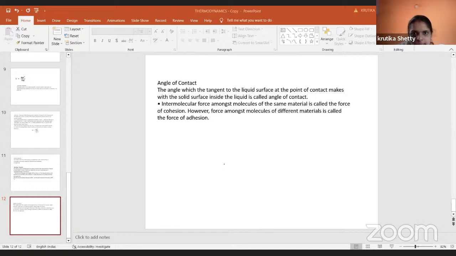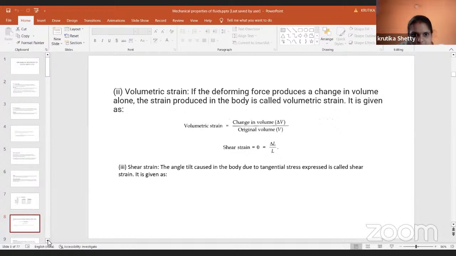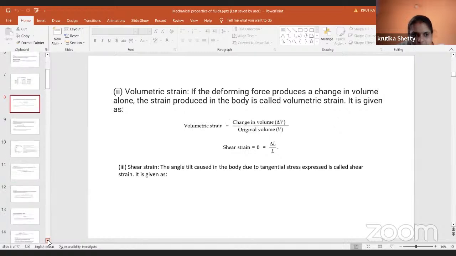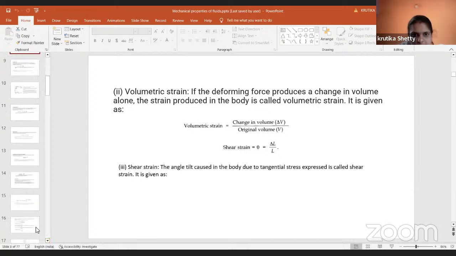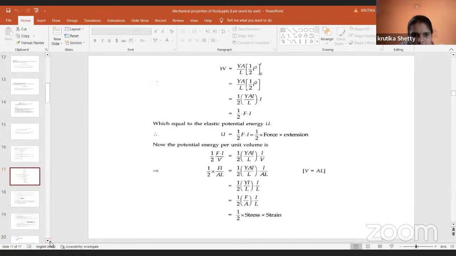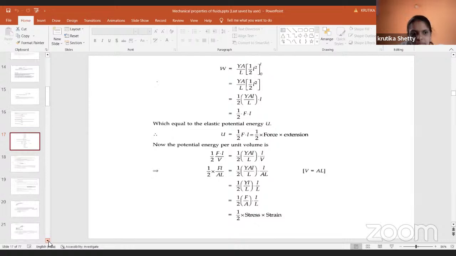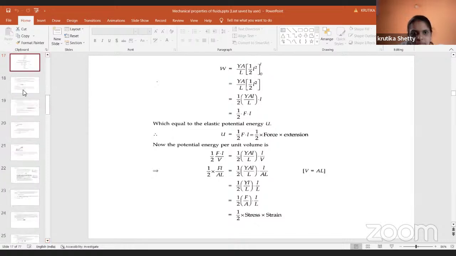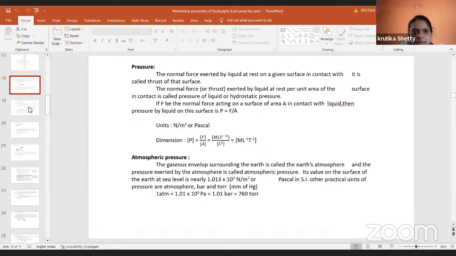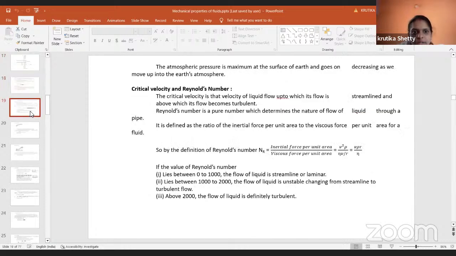Okay, now I will display the question answers. So if any points are left, we will see in this slide. Yes, so we have discussed pressure, atmospheric pressure, then critical velocity, Reynolds number. This is another slide; if we missed anything, we can look here.